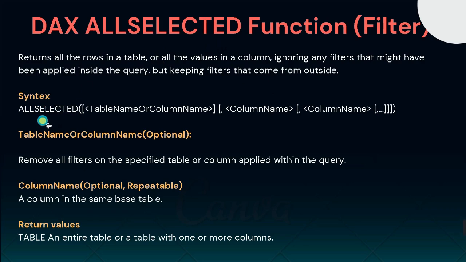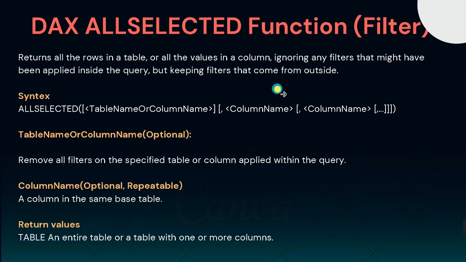That is, first of all you have to write the keyword ALLSELECTED, and inside the bracket you have to pass a table name or maybe a column name, from where you want to remove all filters that have been applied within the query. And the next point is the return type for this ALLSELECTED DAX function may be an entire table or a table with one or more columns. Alright, so this is all about the ALLSELECTED DAX function.